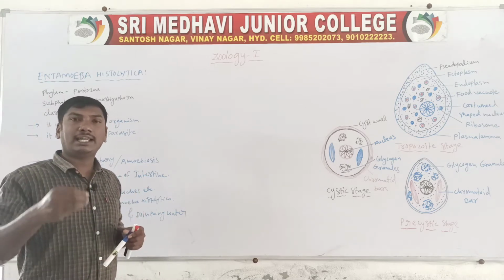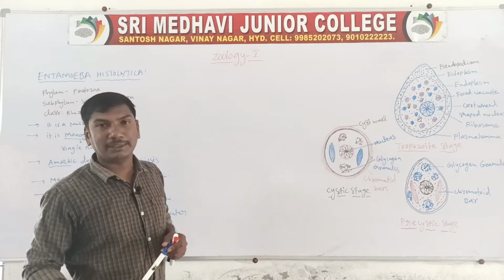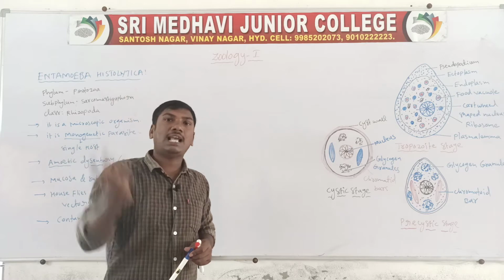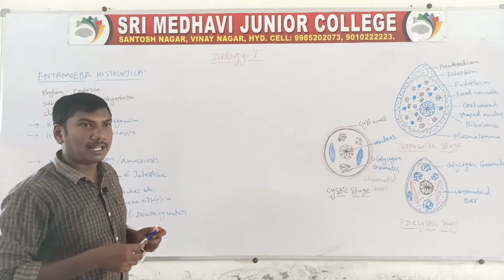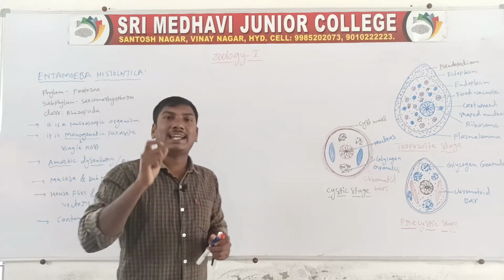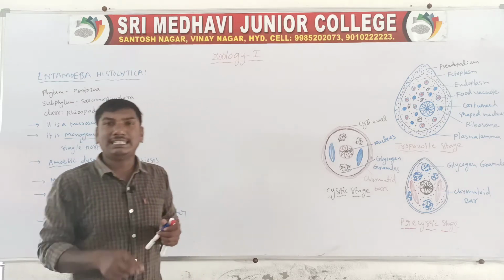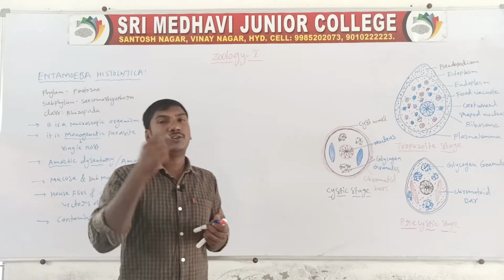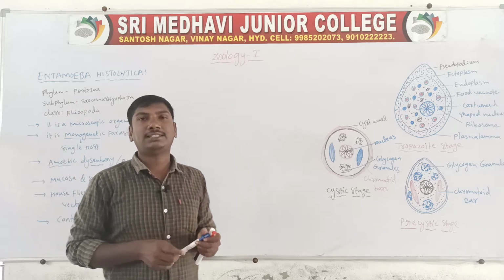Next, it is a monogenetic parasite, meaning it contains only a single host. Its complete life cycle is completed in only one host. This parasite causes the disease called amoebic dysentery or amoebiasis. The only host of Entamoeba histolytica is the human being.